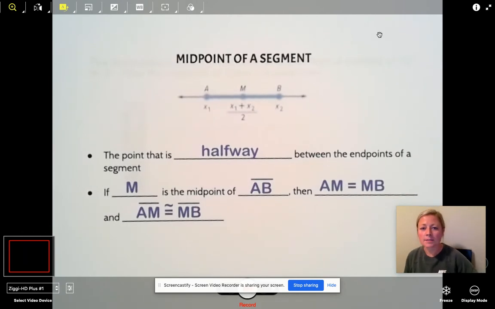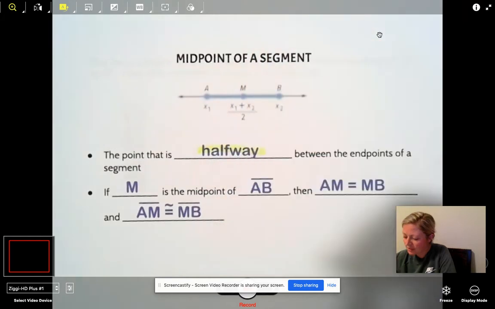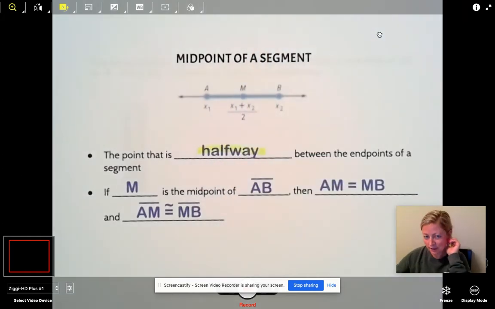It says the midpoint of a segment. The midpoint of a segment is halfway between both of its endpoints. Well, duh, think of the word midpoint, guys. Mid kind of makes you think of middle. It's a point, so it's the middle between the two endpoints of a segment.